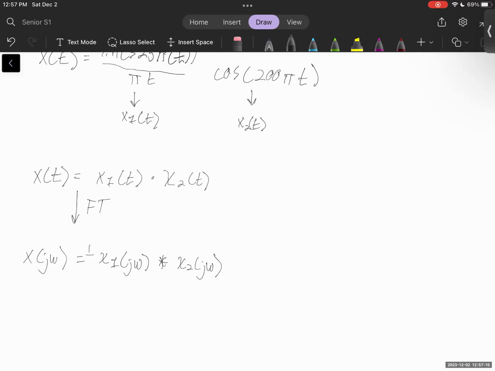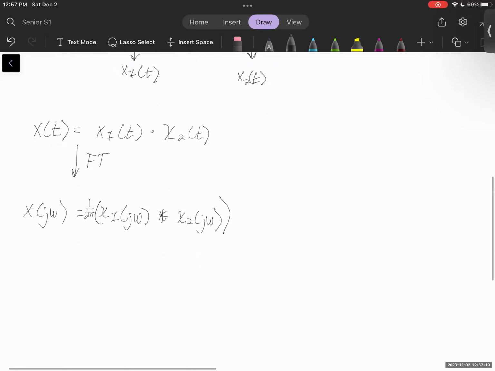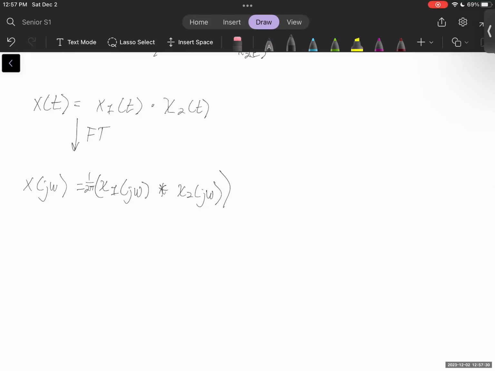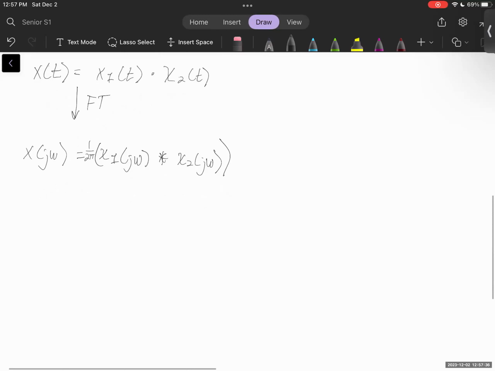But all right. So we have 1 over 2 pi, and then we have our functions convolved now. Because we went from time domain to frequency domain, and our multiplication is going to become a convolution. Right? So now we can consider these two functions independently.